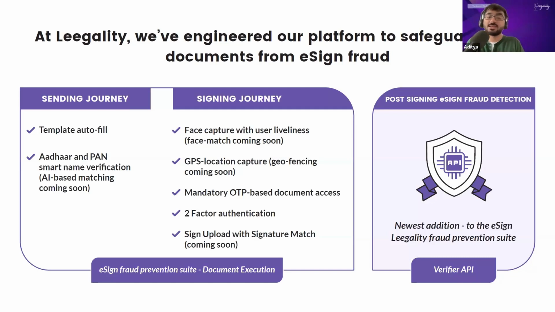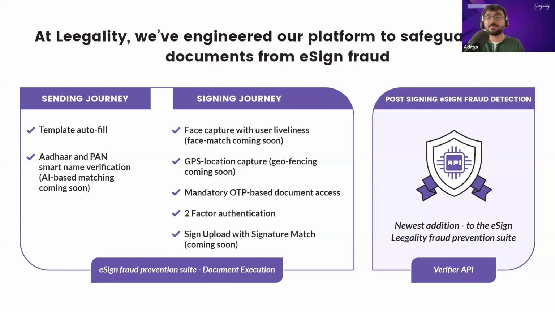As Sid mentioned, over the next few months, we will bring you 3 new fraud proofing mechanisms: geofencing with GPS, face capture with face match, and AI-based matching for Aadhaar and PAN verification. These are features already in development. As new vulnerabilities crop up, we are cognizant of them and we immediately start solving for them.